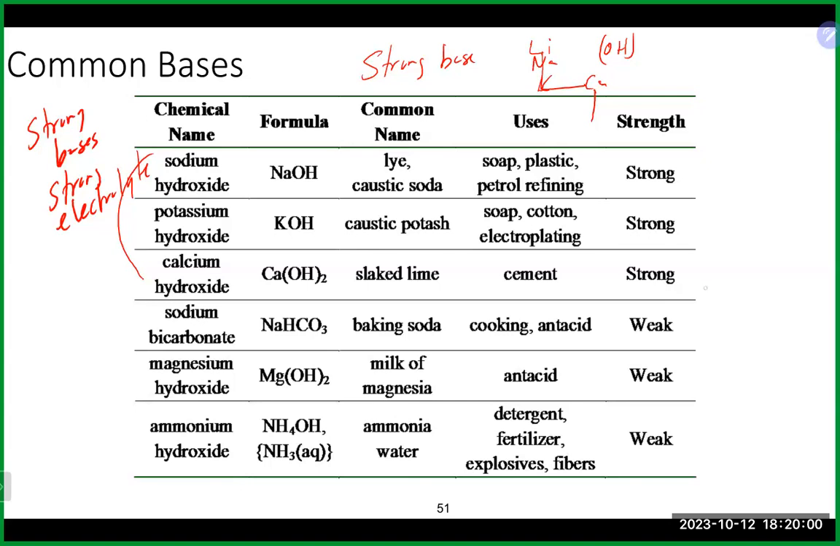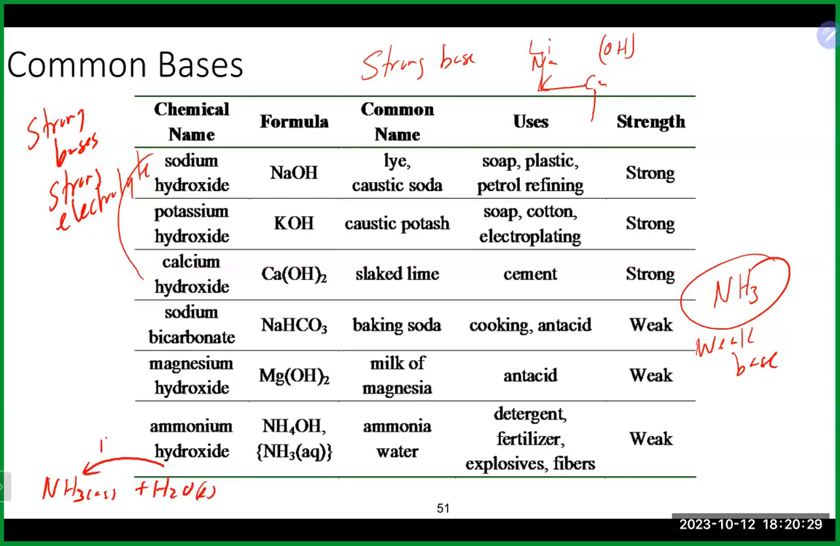There are some weak bases. Probably the most common weak base you'll come across is NH3. So NH3 is actually a weak base. And you may wonder, well, it doesn't look like it has hydroxide in it. And the answer is it doesn't have hydroxide in it. But what NH3 can actually do, when it's around water, is pull off a hydrogen from water. And when it does so, it will create NH4 plus and OH minus in solution. So through this reaction with water, it's able to produce hydroxide in solution. And that's why it's a weak base.